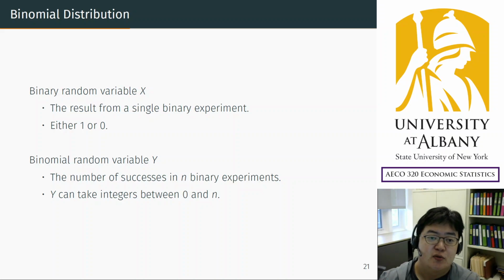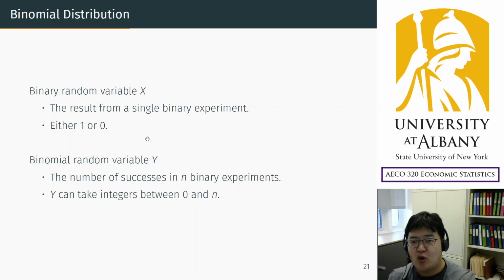Hello. So in this video, we are going to extend the binary distribution model to the binomial distribution model. The difference between the binary and the binomial distributions is that the binary random variable x is just a single binary random experiment, right? It's either 1 or 0.